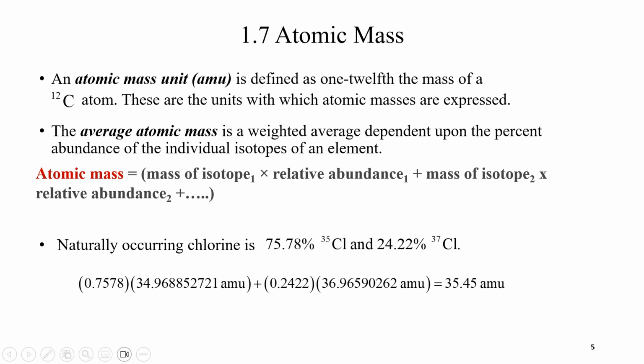A carbon-12 atom has exactly 6 protons and 6 neutrons, and therefore one atomic mass unit is approximately the mass of one proton or one neutron. If we look in the periodic table, however, we will notice that the masses listed under each element are not integers. They're not whole numbers. They're actually decimals.